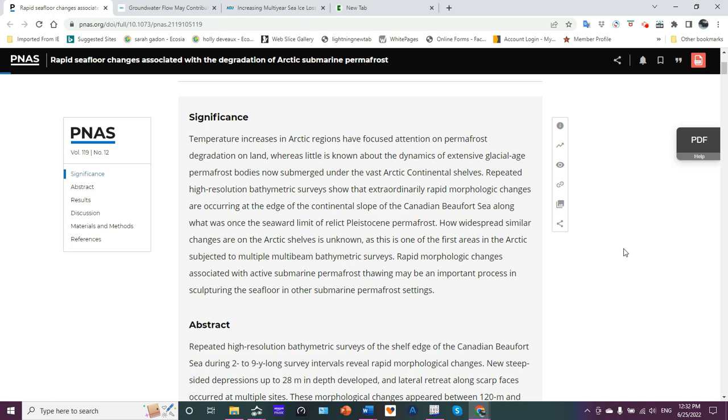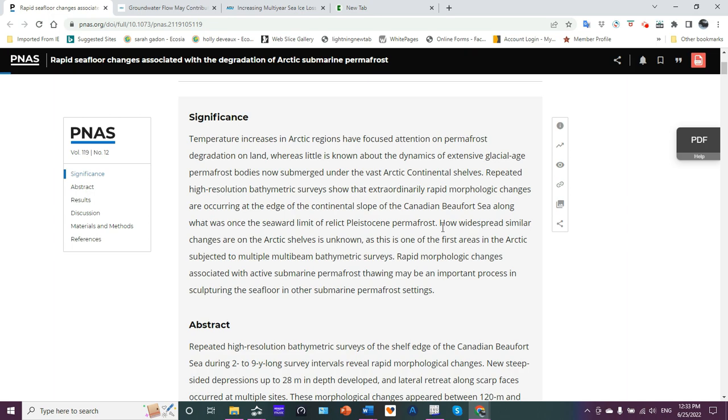How widespread similar changes are on the Arctic shelves is unknown, as this is one of the first areas in the Arctic subjected to multiple multi-beam bathymetric surveys. Rapid morphological changes associated with active submarine permafrost thawing may be an important process in sculpturing the seafloor in other submarine permafrost settings. So basically, they're trying to better understand how much of the permafrost is degrading. And that's going to change the morphology of the substrate, basically.